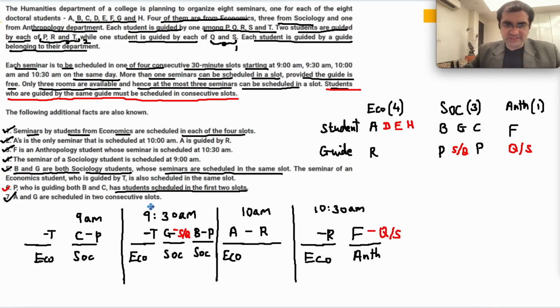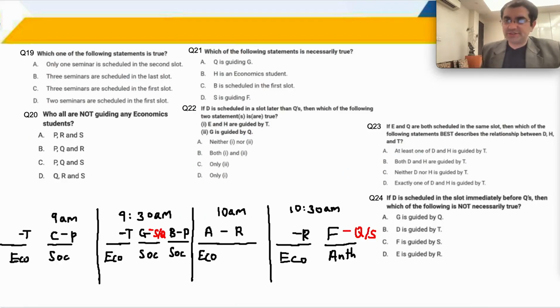Everything related to this set is at the bottom, and we don't need any other information. One, let us answer the questions. Which one of the following statements is true? Only one seminar is in the second slot. No. 3 seminars are in the last slot. Last slot has 2 seminars. No. 3 seminars are in the first slot. No. 2 seminars are in the first slot is the correct one.